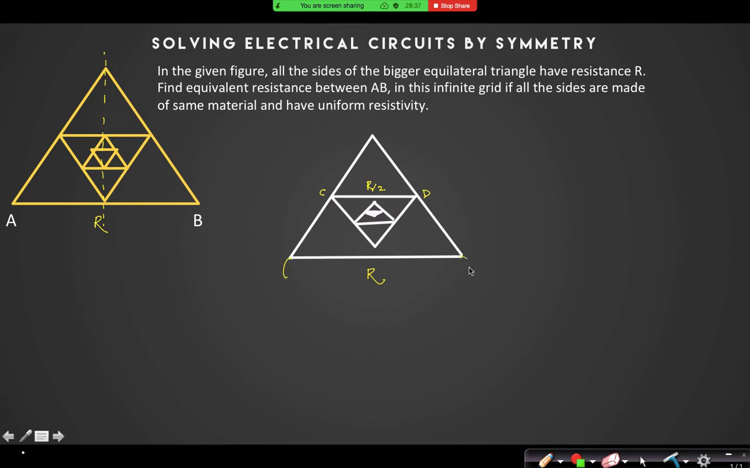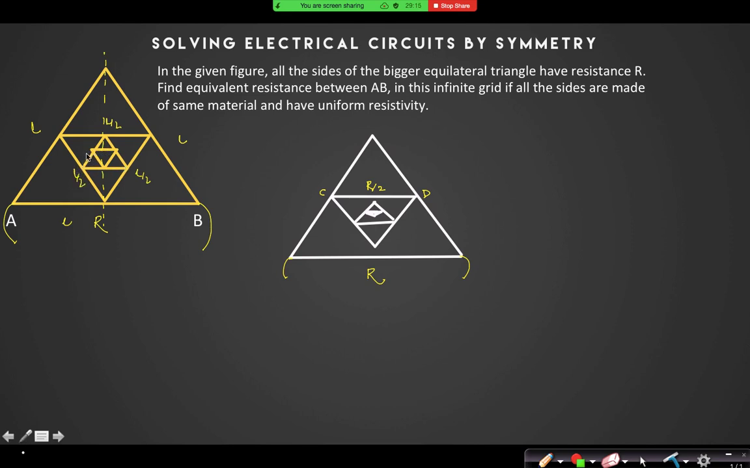Sir, can you repeat this part? I have assumed the equivalent resistance between A and B to be R, where the side lengths are say L. Now, suppose this equivalent resistance is R, where this side length is L, this is L by 2, this is L by 4, like this, right? Let us assume this to be L, L, L. This is L by 2, L by 2, L by 2, and inside L by 4, L by 4, L by 4, like this.